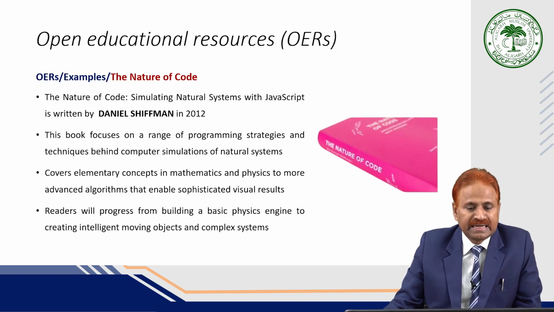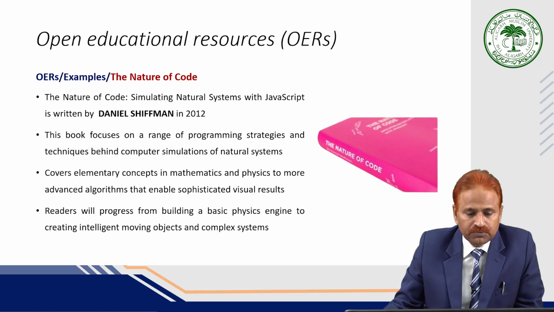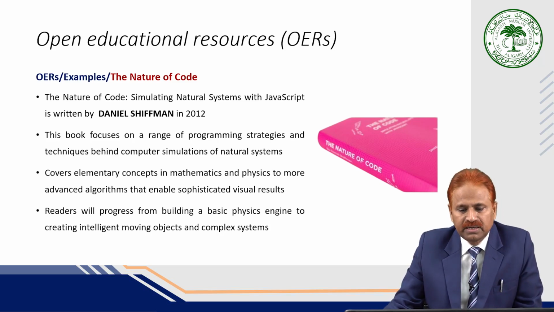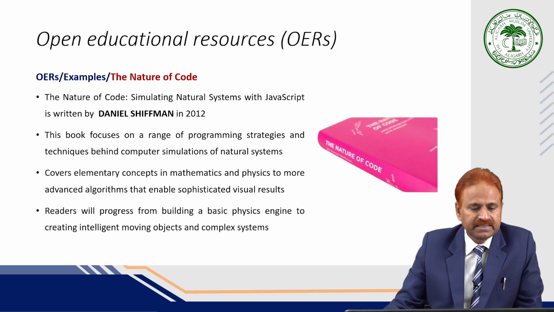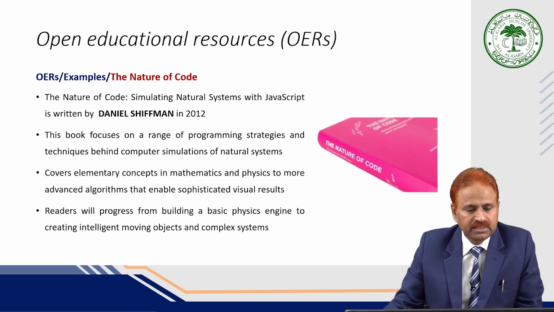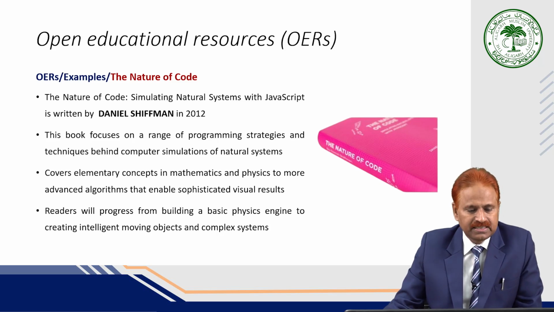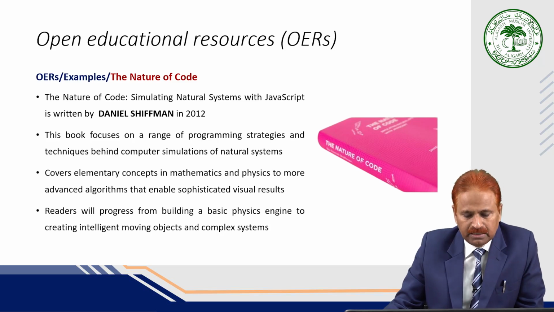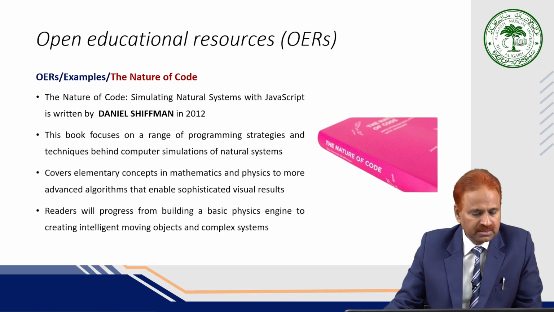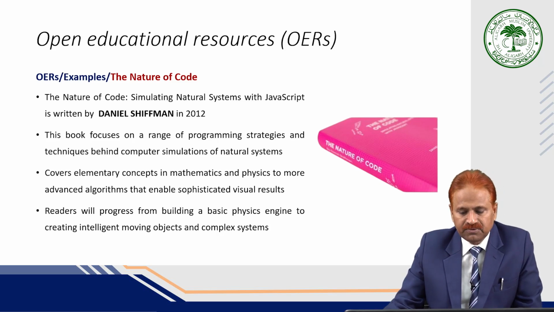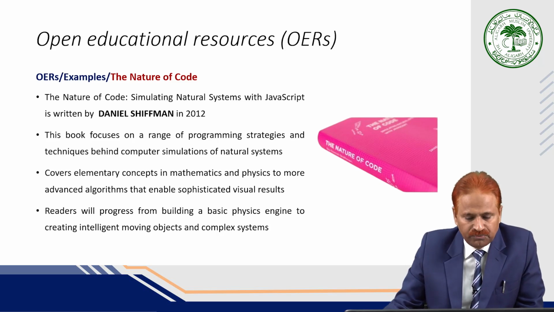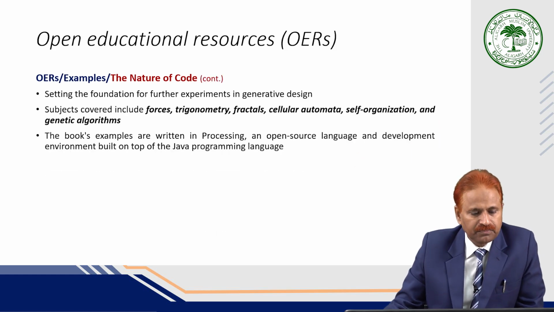Another is known as The Nature of Code. The Nature of Code is another example of OER. It simulates natural systems with JavaScript and was written by Daniel Shiffman in 2012. This book focuses on a range of programming strategies and techniques behind computer simulations of natural systems, covering elementary concepts in mathematics and physics to more advanced algorithms that enable sophisticated visual results. Readers will progress from building a basic physics engine to creating intelligent moving objects and complex systems.